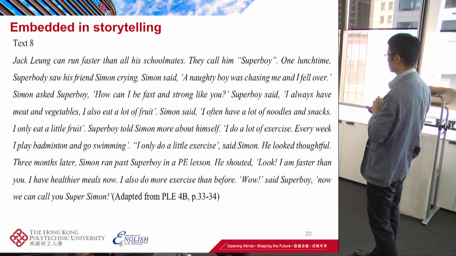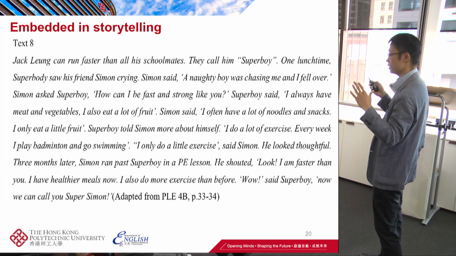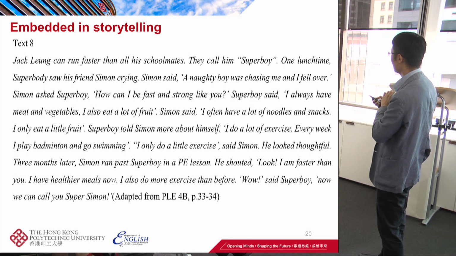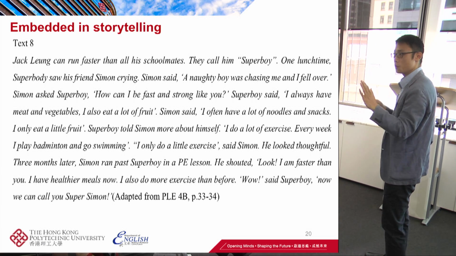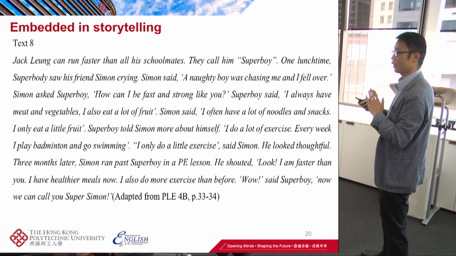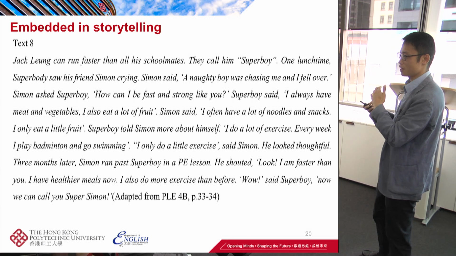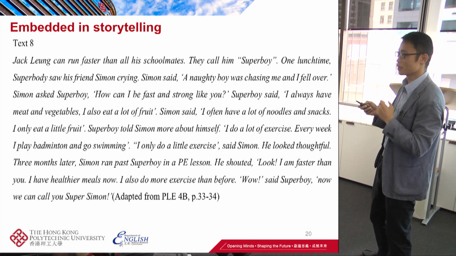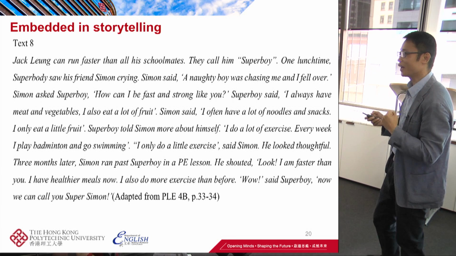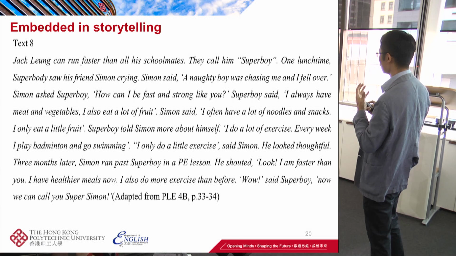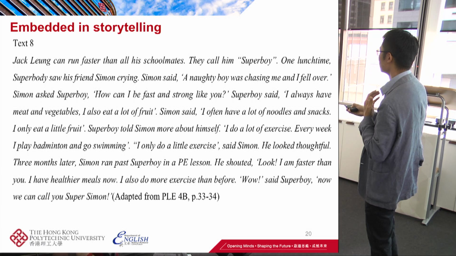I don't want to read you this story, but it's a very simple story. There's a boy, Jack, he runs fast, and there's another boy, Simon. Simon always fell behind, and then one day he asked Jack, "How can you run so fast?" And Jack told him that because I always eat healthy food, I always exercise, and then Simon was thoughtful. Right? So you can see he looked thoughtful, and then 3 months later, he ran faster.